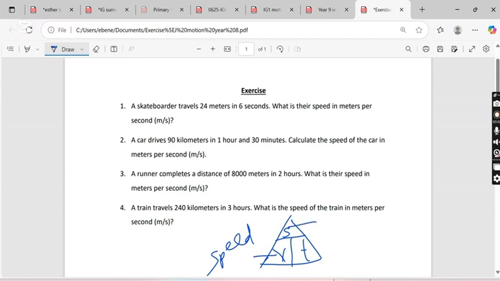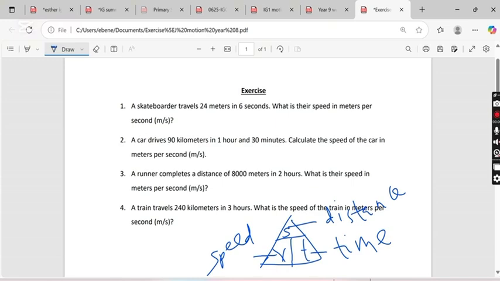This is distance. And the t is time. So if I want to calculate for speed, I will cover the v. It will be left with distance and time. Distance is on top of time, so I will divide the distance by the time to get the speed.